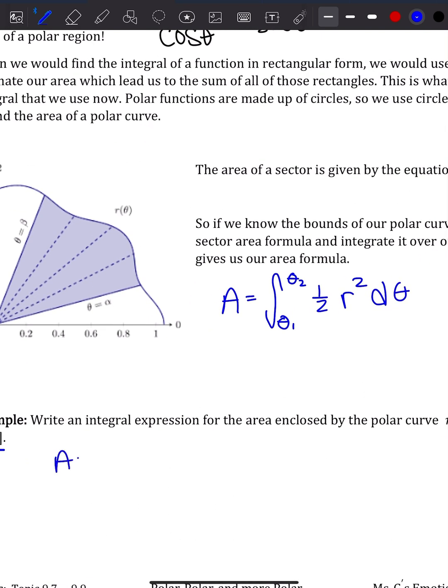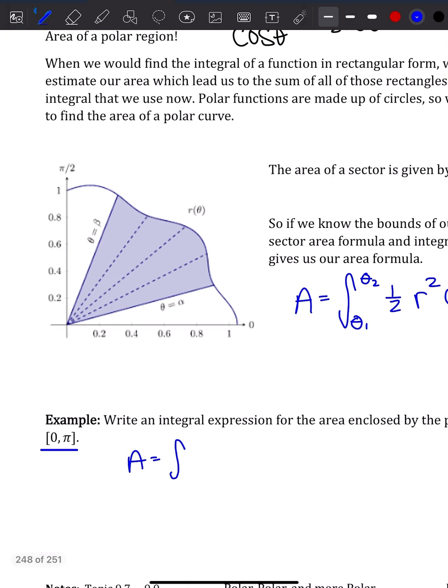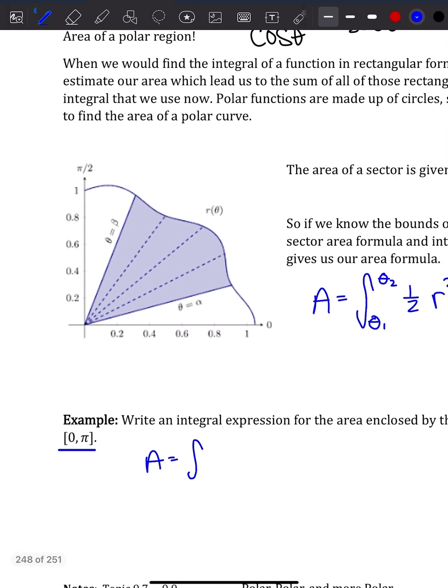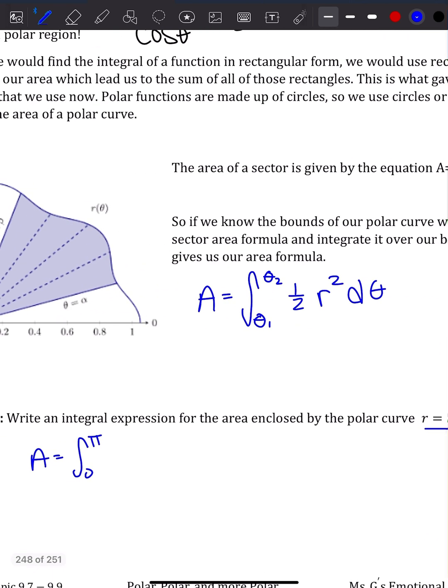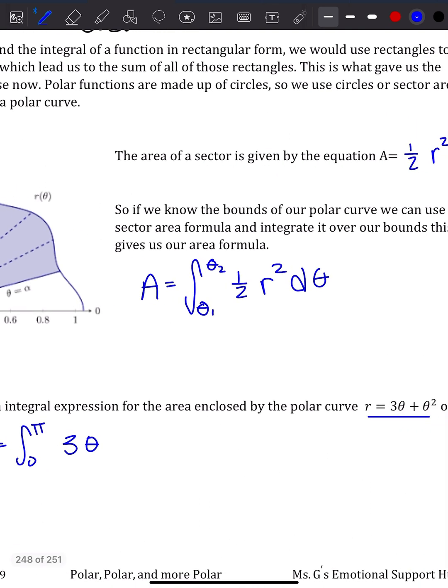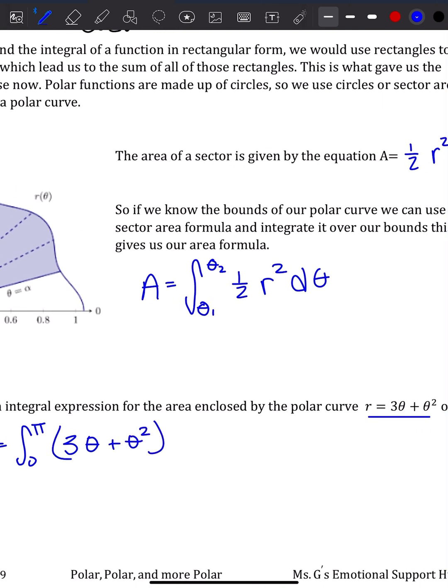So our area is equal to the integral from, we have theta 1 and theta 2, 0 to pi, of our function r, so 3 theta plus theta squared, and all of this is being squared. We're going to be integrating it with respect to theta, so this is our expression. We could type this into the calculator and get an answer for this, but we don't need to.